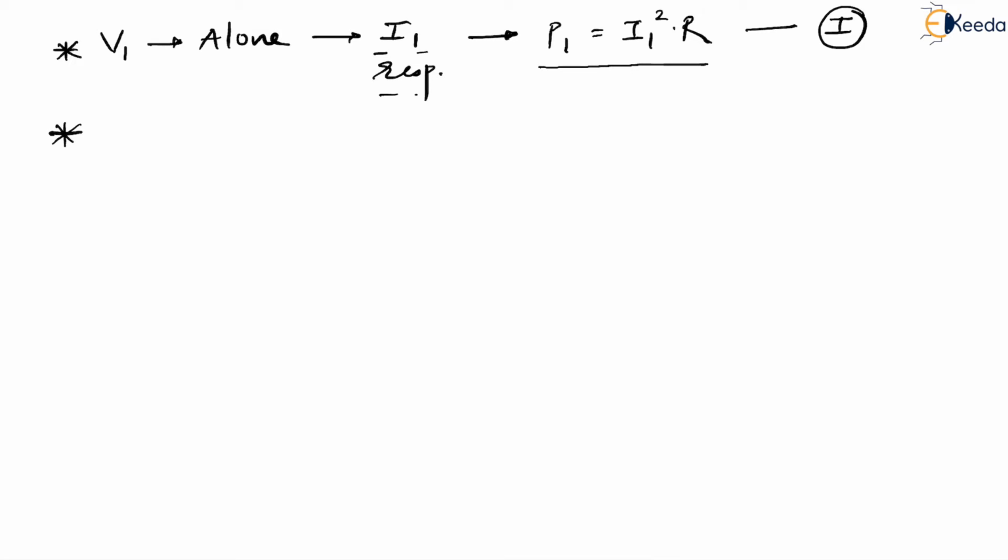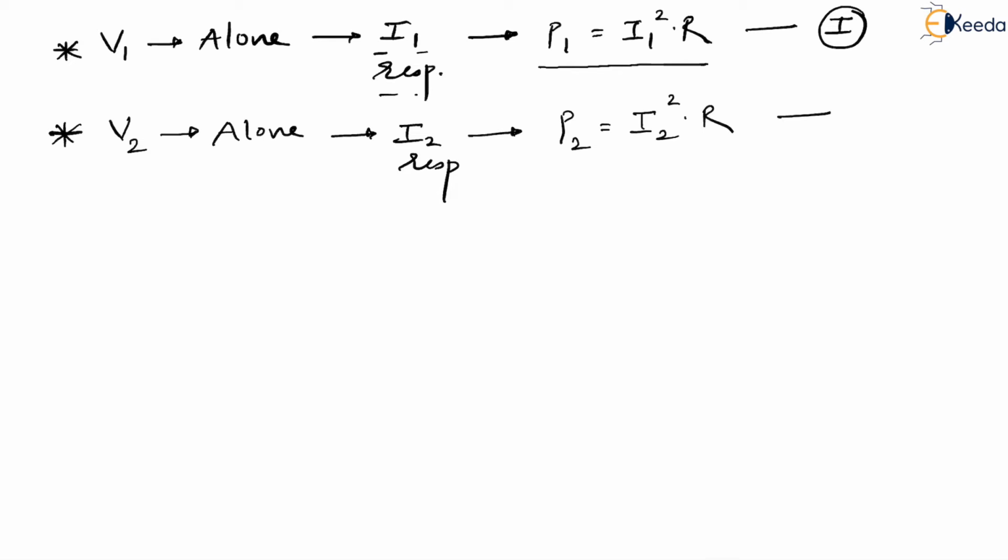Let me assume that now V1 is neutralized and V2 is activated. So V2 is acting alone now, because of which you get I2 as a response. And now I'm free to calculate power P2, which is again the power dissipated in R, given as I2 square times R. Let me name this equation 2.